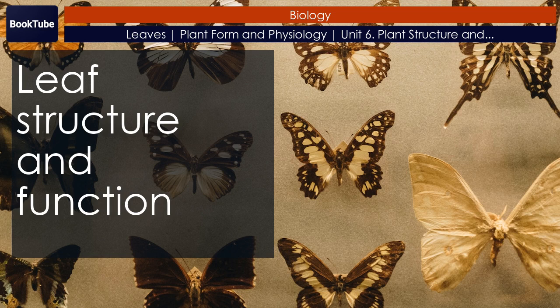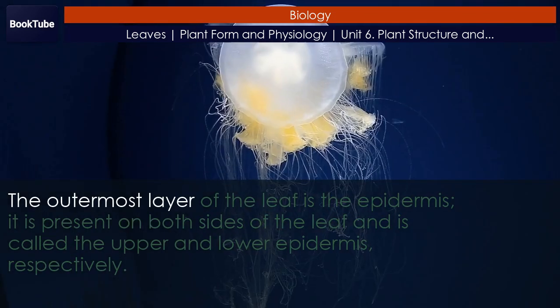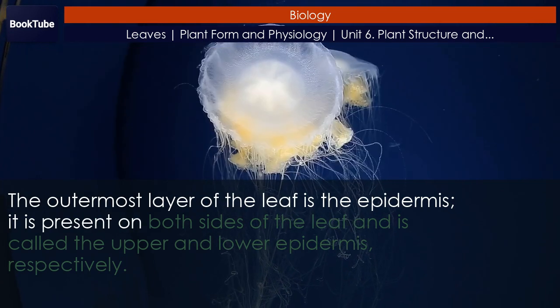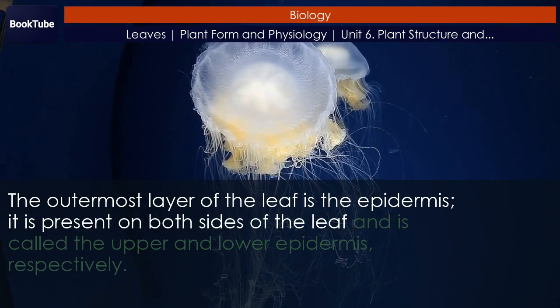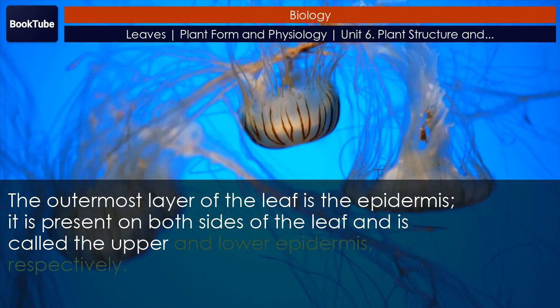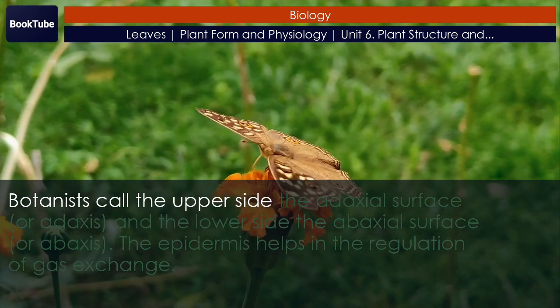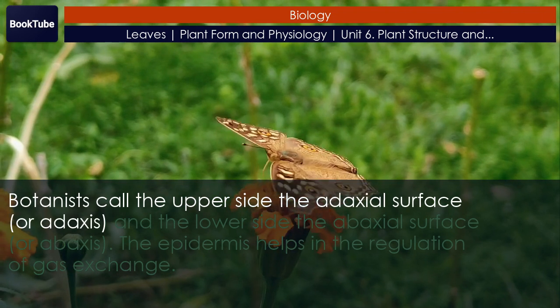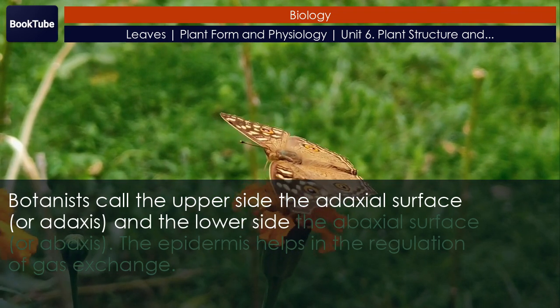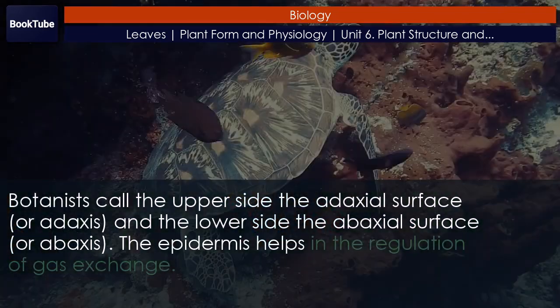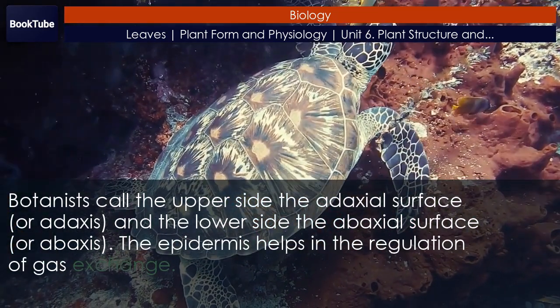Leaf structure and function. The outermost layer of the leaf is the epidermis. It is present on both sides of the leaf and is called the upper and lower epidermis, respectively. Botanists call the upper side the adaxial surface, or adaxis, and the lower side the abaxial surface, or abaxis. The epidermis helps in the regulation of gas exchange.